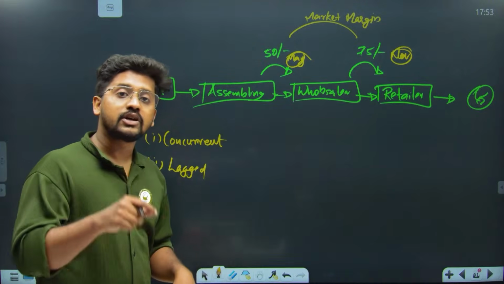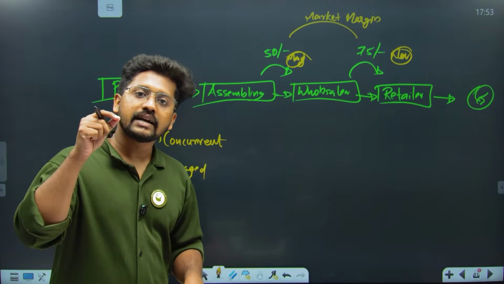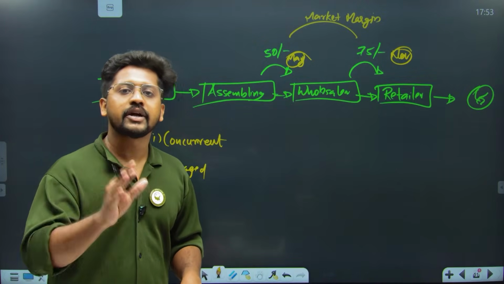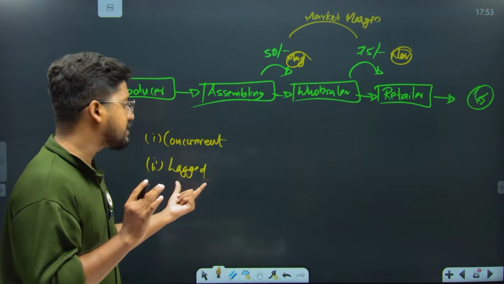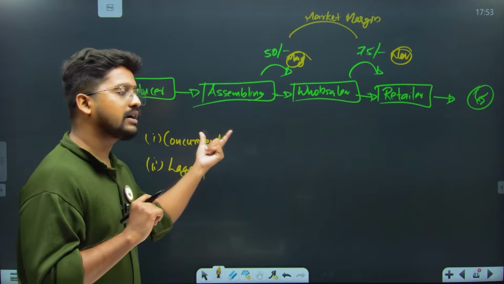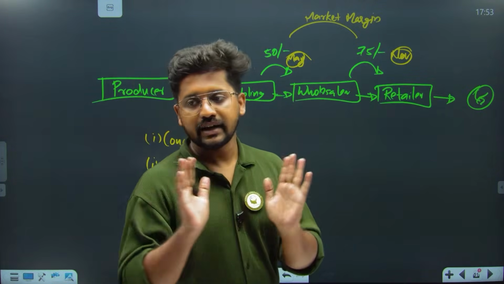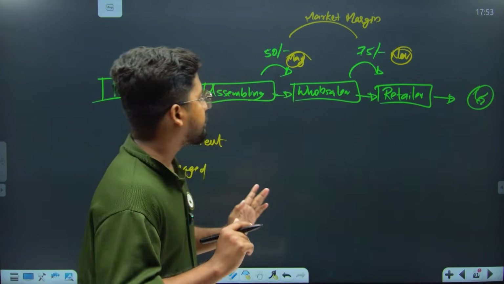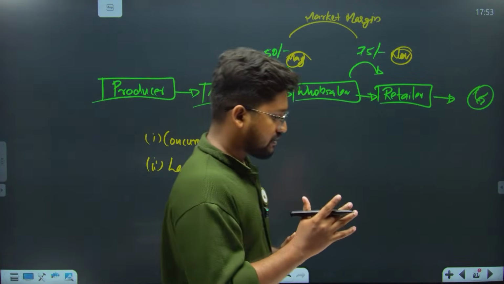In lagged margin, you are giving a factor of time, or you are accommodating the time. When time is involved, it is lagged margin. When time is not involved, it is concurrent margin. Clear? I hope it's clear. Okay, so along with this, we'll study one more concept.